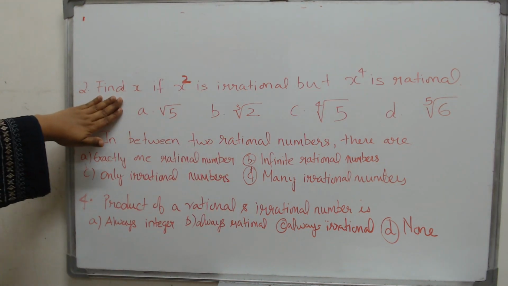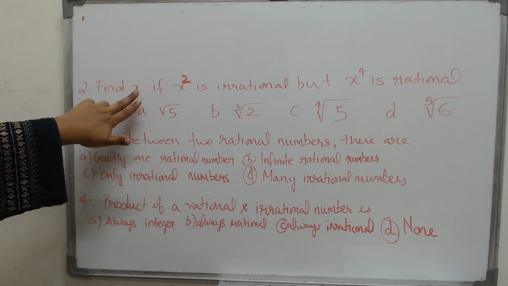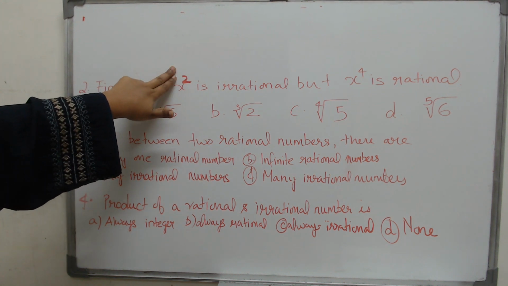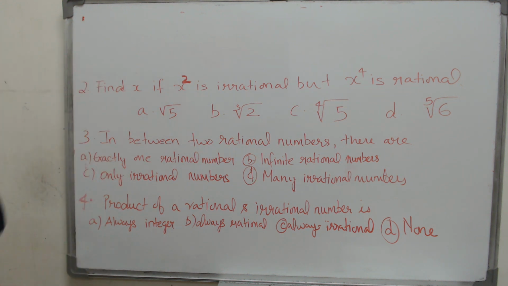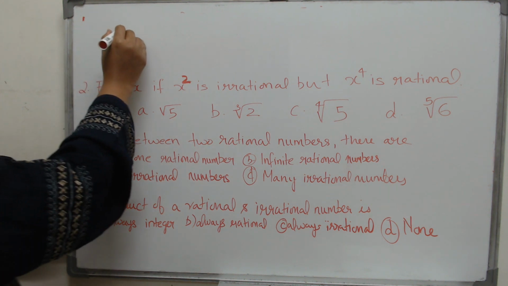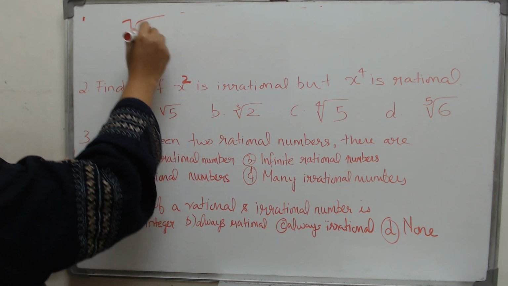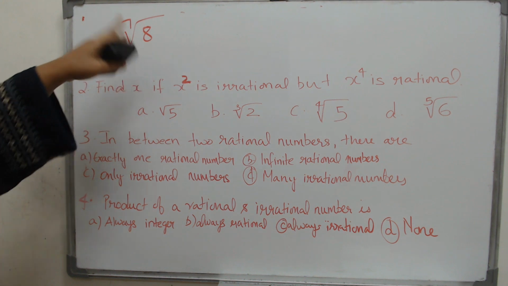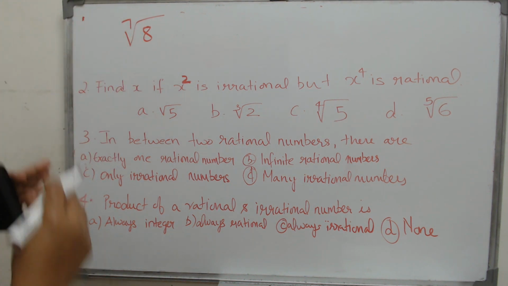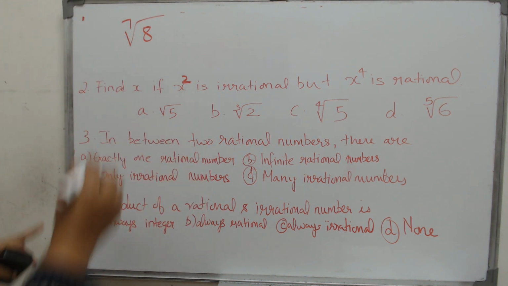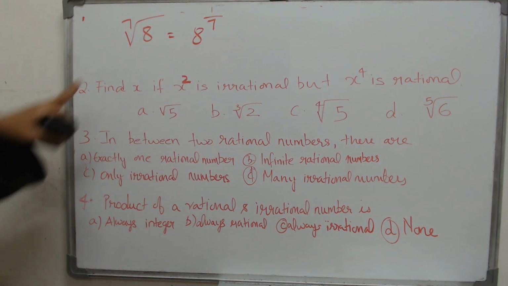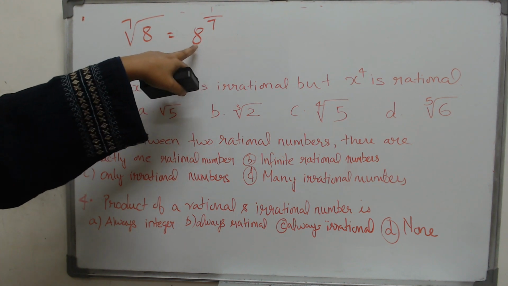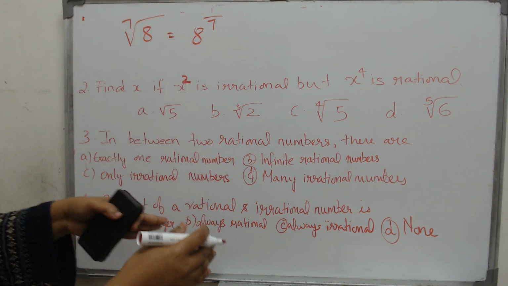Now look at the second question. We have to find an x whose square will be irrational, but then when it is raised to 4, when it is multiplied 4 times, it becomes rational. Now consider any number which looks like this. This is irrational. How will you make it rational? How many times do you have to multiply it? This is just another way of writing this, right? This is just the 7th root of 8.